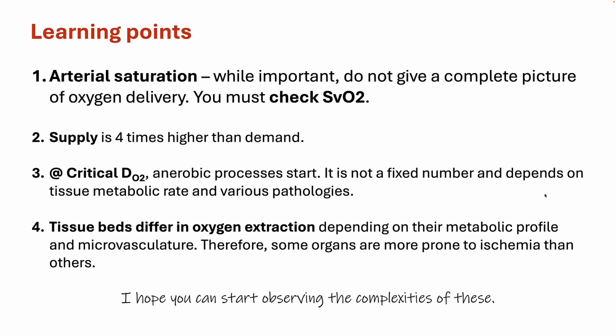So let's summarize. First, arterial saturations are important, but they do not give a complete picture of oxygen delivery. You have to check SVO2 to figure that out. Supply is 4 times higher than the demand, and your oxygen extraction ratio is therefore around 25%. At critical DO2 or anaerobic threshold, the anaerobic processes start and your lactate starts rising. It's not a fixed number and depends upon the tissue metabolic rate and various other pathologies.